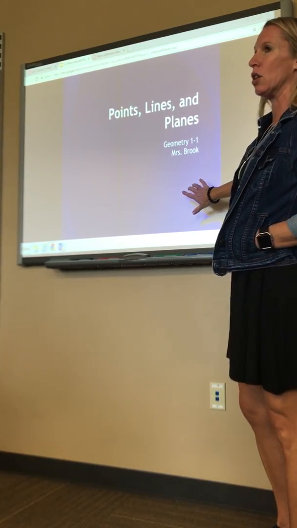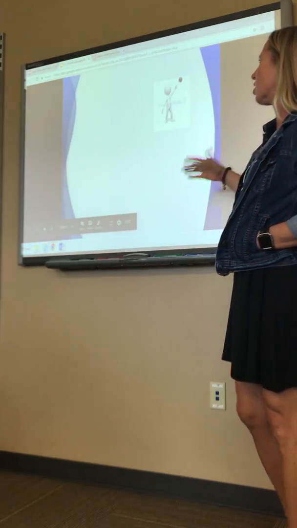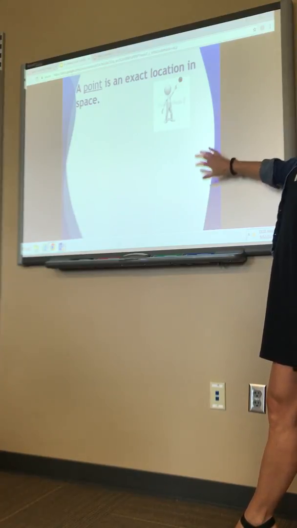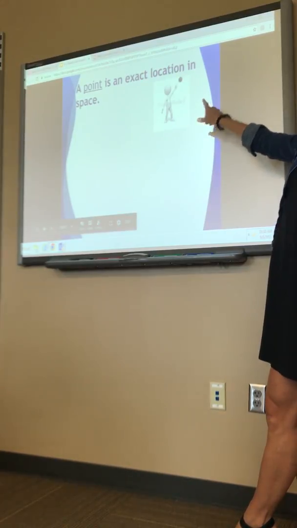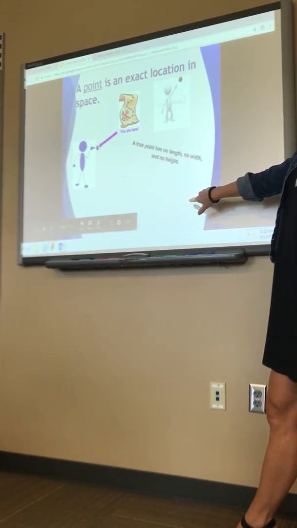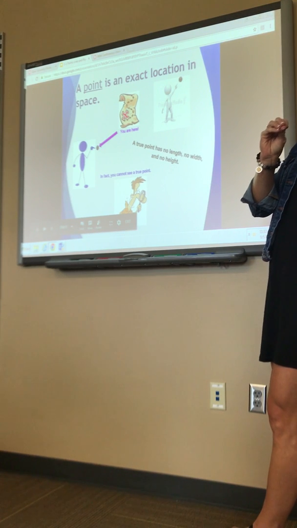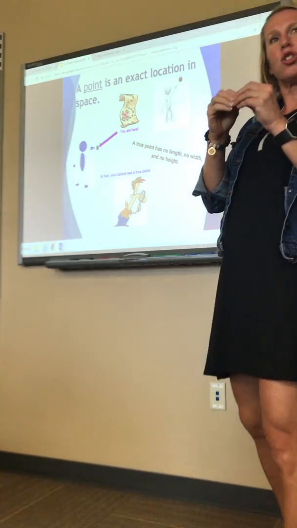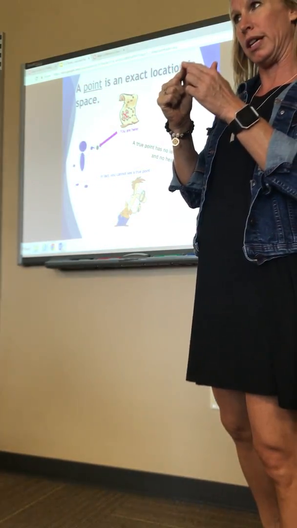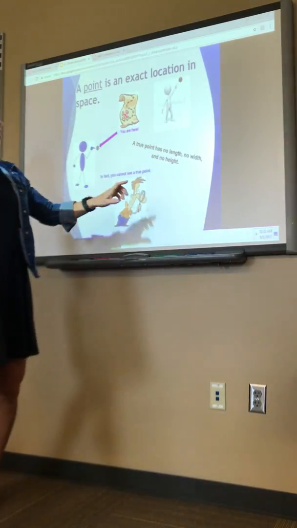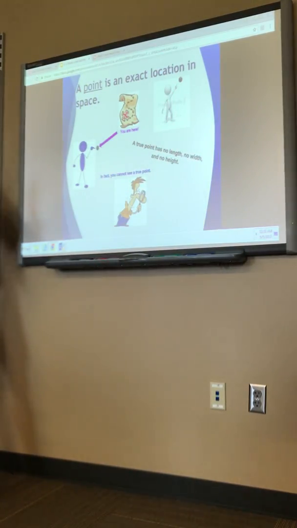Lines, and planes. So it's a lot of vocabulary. It's not that hard though. It's not so bad. A point is an exact location in space. Okay? And then I have my little funny guy. Yes, it's an exact location. But the thing about a real point is it has no length, no width, no height. So in fact, you can't see a true point. It's called an undefined term pretty much. So you can't see a true point, but it's just an exact location in space.